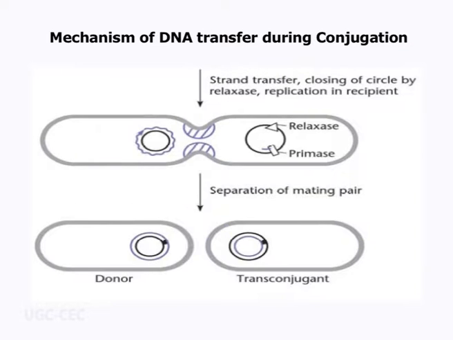After that, when there is complete transfer of DNA, the DNA again recircularizes, and then the primase molecules will come into action within the recipient bacteria to convert it into a double-stranded circular DNA. So the net outcome of an F plus cross F minus mating, or a conjugation event, between an F plus donor cell and an F minus recipient cell is that both of them are now F plus, and the newly generated recipient bacteria is called a transconjugant.